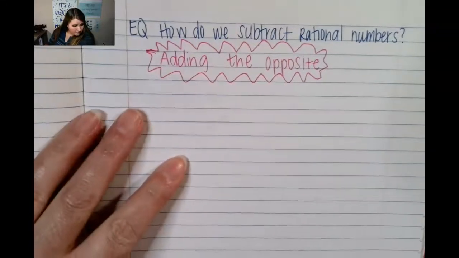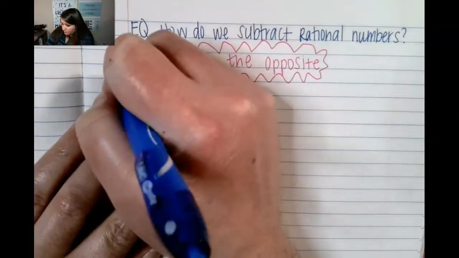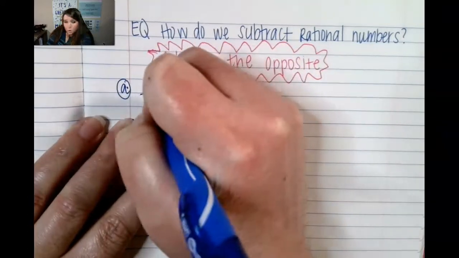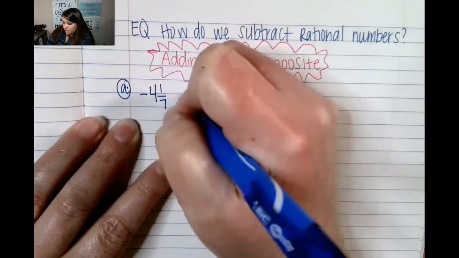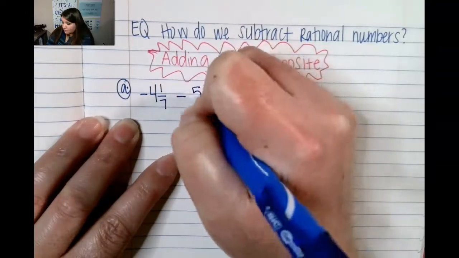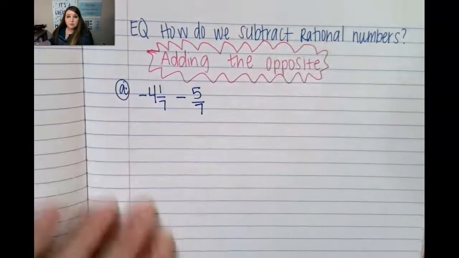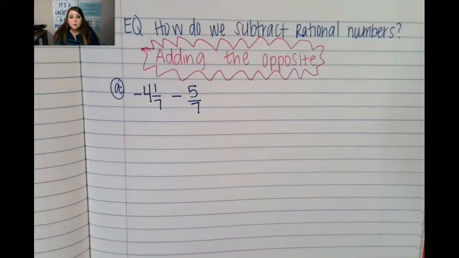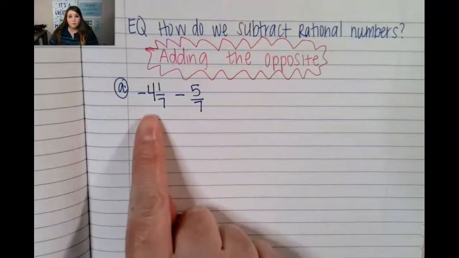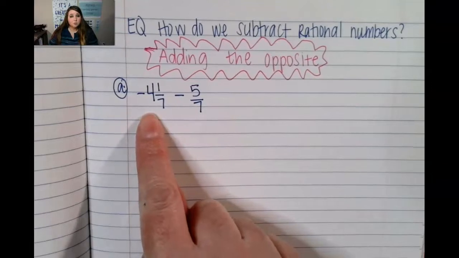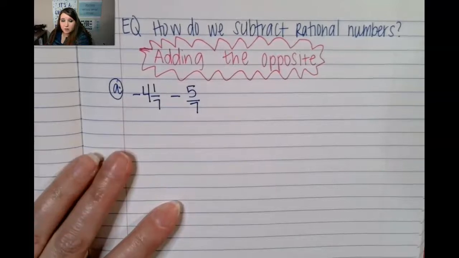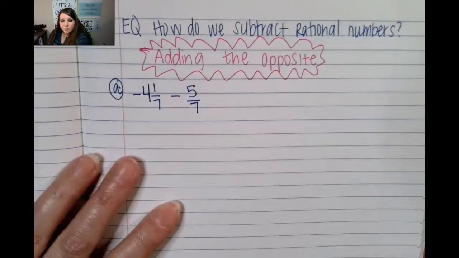In the first fraction that I have, fraction A, or rational number A, I have negative 4 and 1/7 minus 5/7. Okay, and they want us to subtract those rational numbers. So we're going to be able to do that, but first we are going to need to change this first number from a mixed number to an improper fraction.